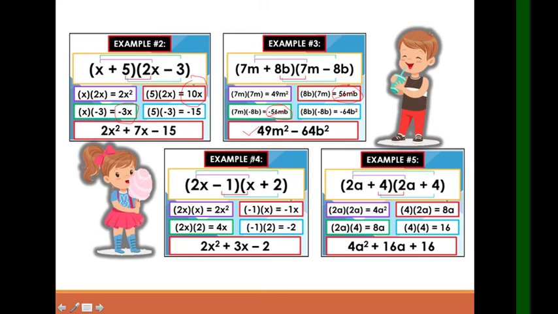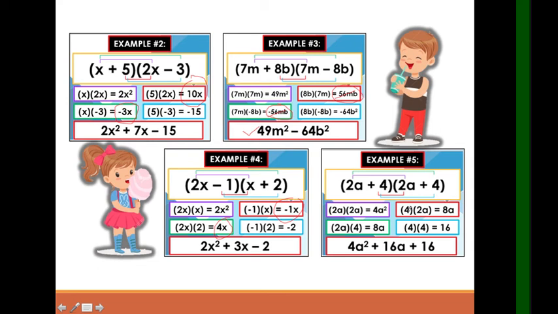2x minus 1 and x plus 2. So this one, 2x times x is 2x squared. Negative 1 times 2 is... 2x times 2 is 4x, because 2 times 2 is 4 and then just retain the x. Then negative 1 times x is negative 1x. And then negative 1 times 2 is negative 2. So we have 4x and negative 1x. So 4 minus 1 is 3. So we have positive 3x. So our final answer is 2x squared plus 3x minus 2.